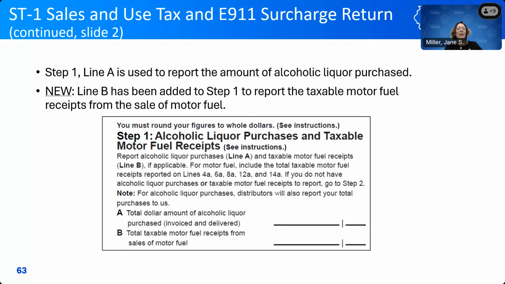Okay, step 1, line A, has always been used to report the amount of alcoholic liquor purchased. New, we have a line B added to step 1 to report the taxable motor fuel receipts from the sale of motor fuel.